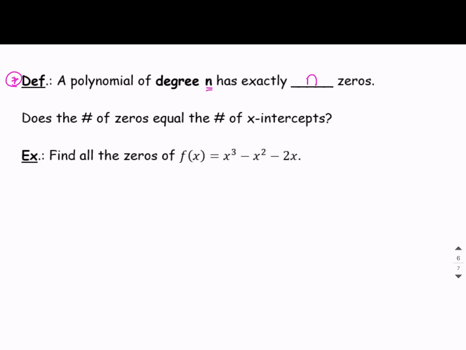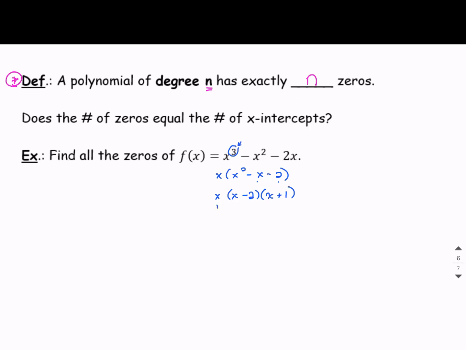Now, does the number of zeros equal the number of x-intercepts? Well, it looked like it in all 3 examples that we did. And we could even look at an algebraic example here. F of x is x cubed minus x squared minus 2x. This is a cubic, right? A third degree. If we factor out a common x, we'll have x squared minus x minus 2. And we could factor that again, right? For that trinomial, we're going to need an x in the beginning of each. What multiplies to negative 2 and adds to negative 1? That would be a negative 2 and a positive 1.